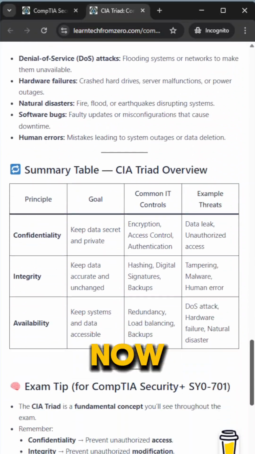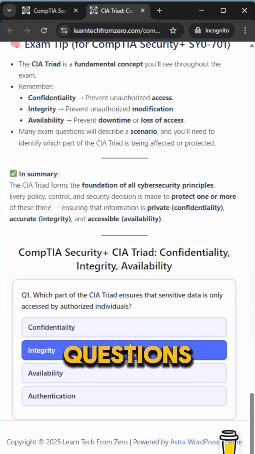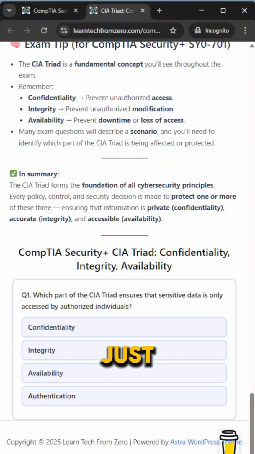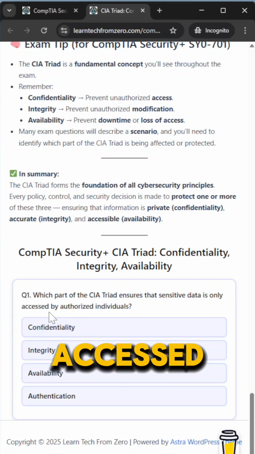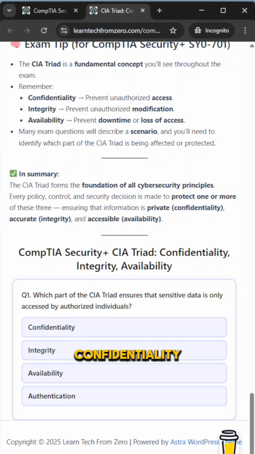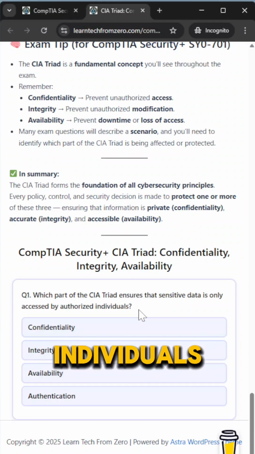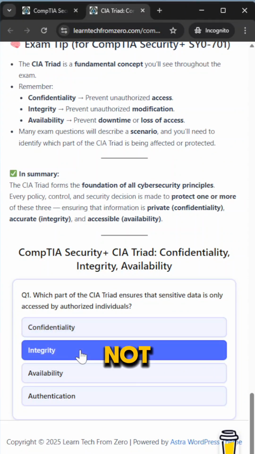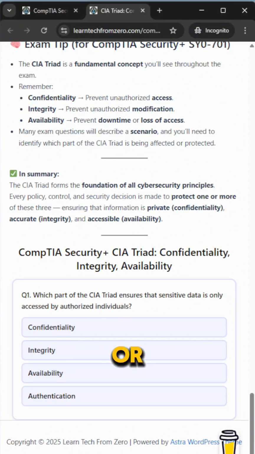So we will practice them now with multiple choice questions. All right, the first question. We will just try a few questions, so we will not go into details. Which part of the CIA triad ensures that sensitive data is only accessed by authorized individuals? Confidentiality, integrity, or availability? It's not integrity, we are not talking about any changes or the data remaining accurate. It's not availability, because we are talking about sensitive data being accessed only by certain authorized users.